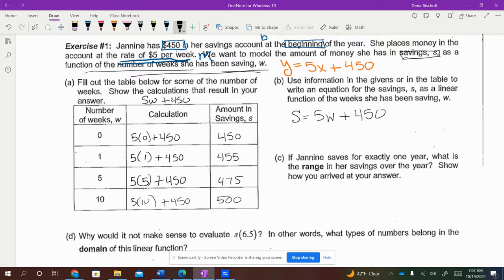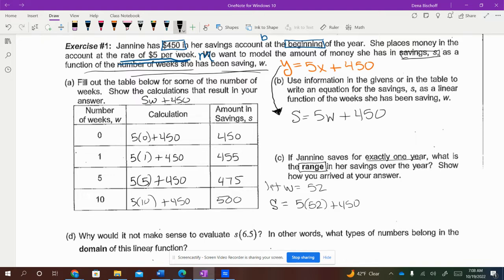So we've already written our equation, S equals 5W plus 450, which really just came from the y equals mx plus b equation, that slope-intercept form. It says if Janine saves for exactly 1 year, what is the range in her savings over the year? So if she saves for 1 year, that means let W, the number of weeks, equal 52. So let's calculate that first. So the total amount in her savings is 5 times 52, that's the number of weeks, plus 450.